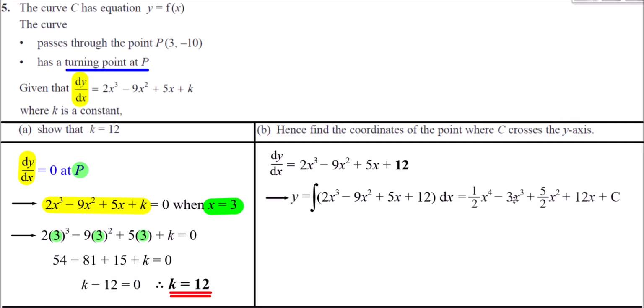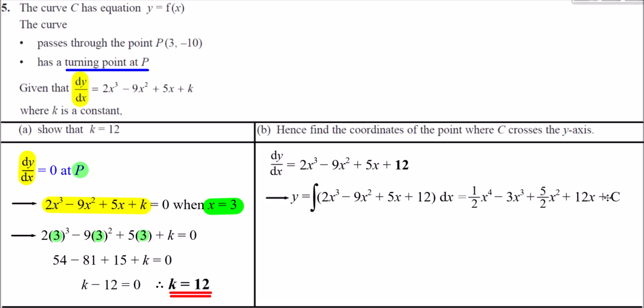Talking through the other terms in a similar way, x squared becomes x cubed divided by 3, and this 9 divided by 3 gives us that 3 here, but it's all minus, so hence minus 3x cubed. 5x becomes 5x squared divided by 2, 12 integrates to 12x, plus of course the infamous constant of integration, which we'll need to find in a moment.